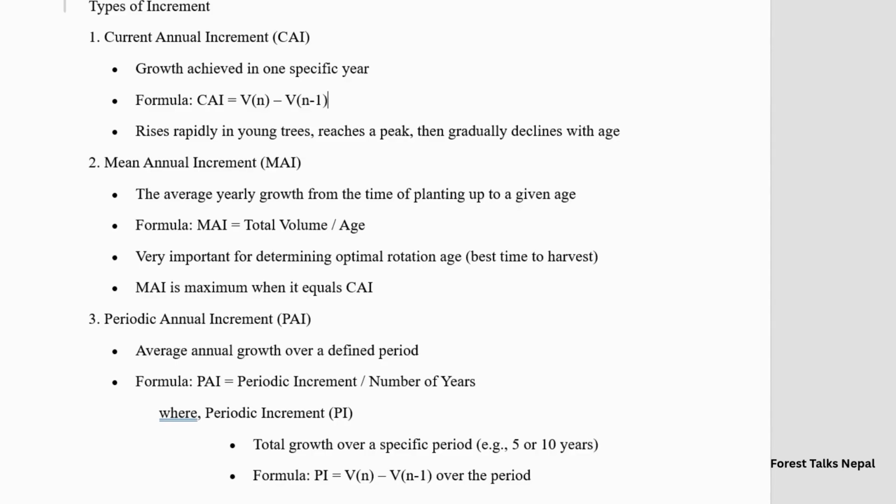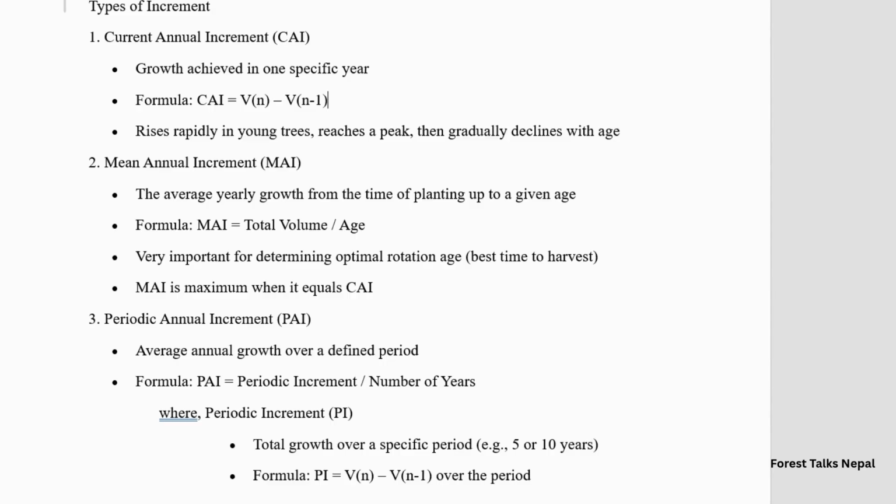The formula is literally just the volume of the tree this year minus the volume of the tree last year. So CAI is basically a snapshot, but that snapshot must be highly volatile. Oh, incredibly volatile. Because a massive rainy year means a huge CAI, but a severe drought year means a tiny one. It's kind of like checking your annual bank interest. It tells you exactly what you earned this year and only this year.